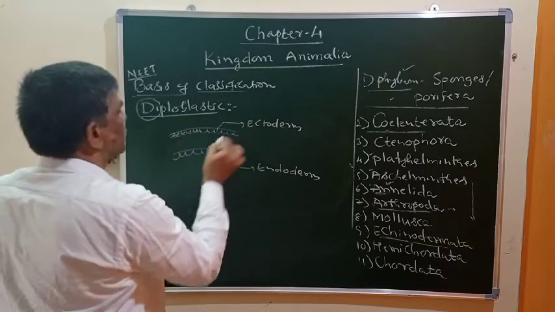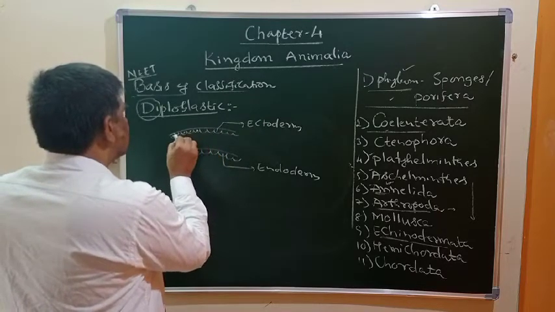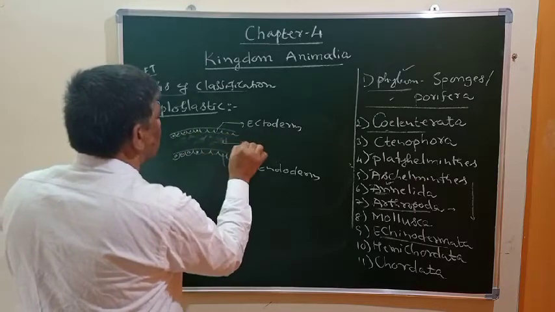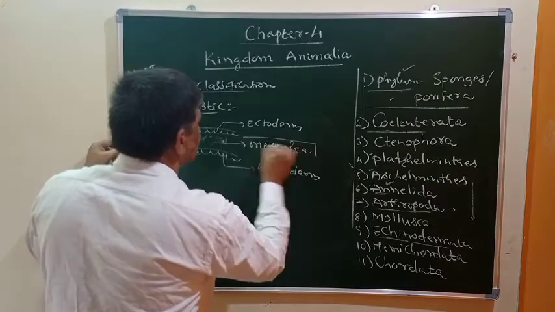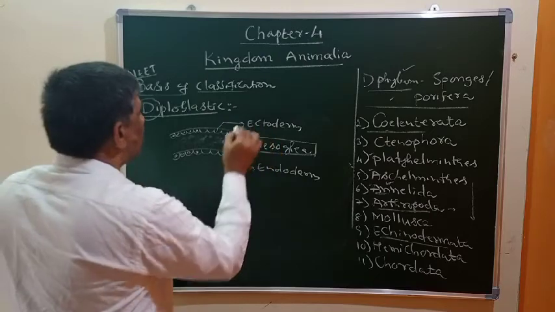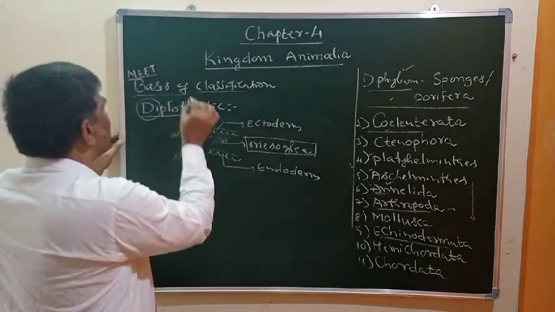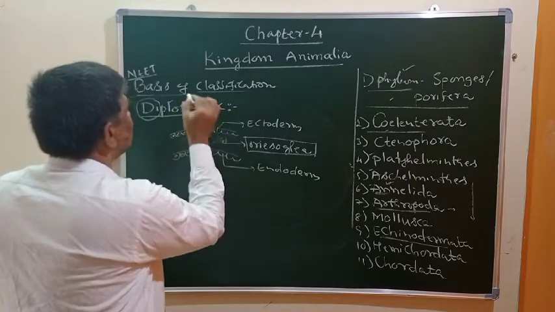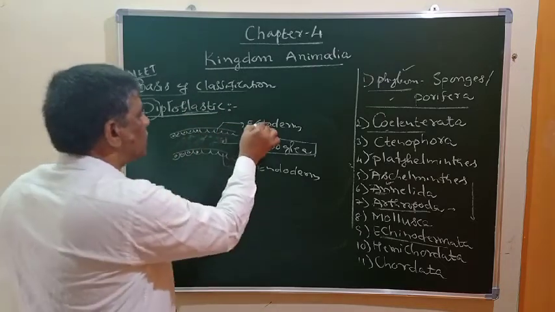These cells will develop into different organs or organ systems. But there is no middle layer. Instead of that, non-cellular mesoglea is present in diploblastic animals. There is no separate cellular layer here; a non-cellular layer is present. We have to consider how many cellular layers are present. Di means two, blast means cell. How many cellular layers are present in the embryonic condition? Only two cellular layers are present.